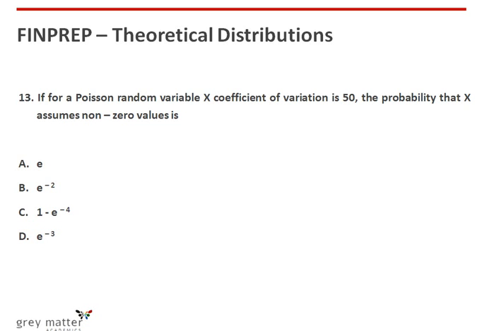Going back to our PowerPoint presentation, the answer for the probability that x assumes non-zero values for a Poisson random variable distribution would be option C, which is 1 minus e power minus 4. Option C.